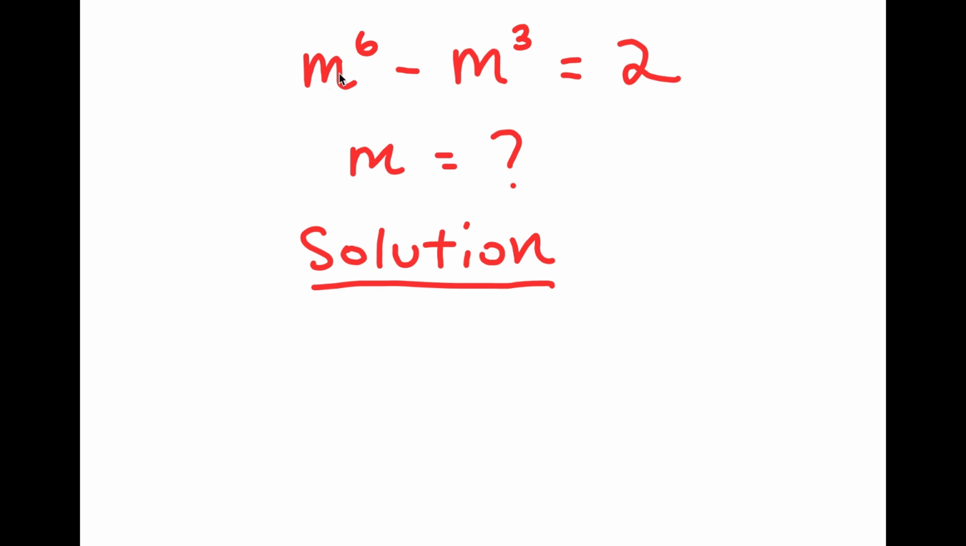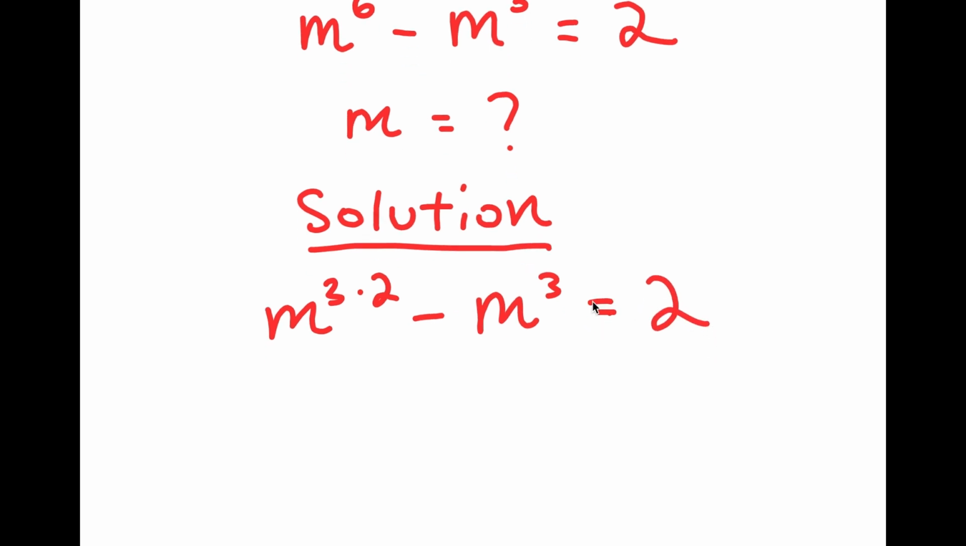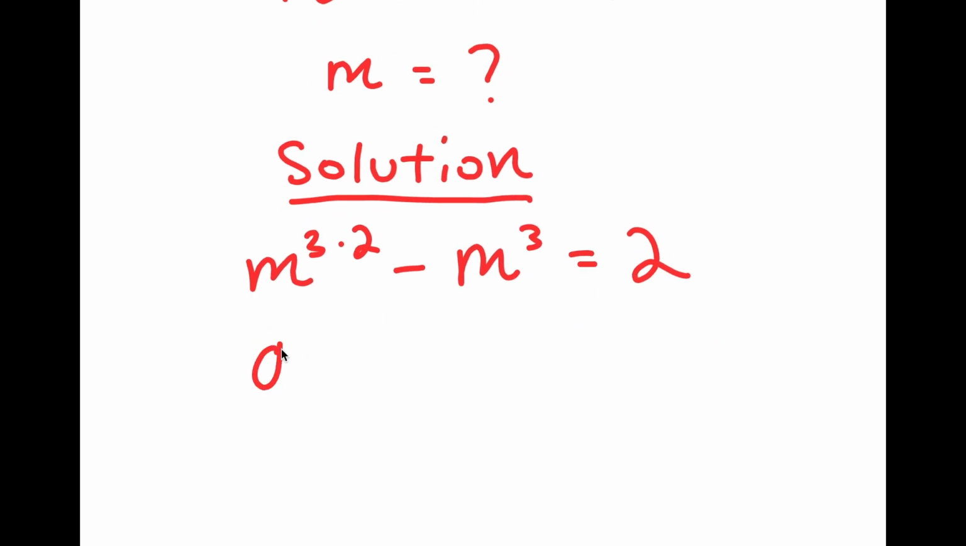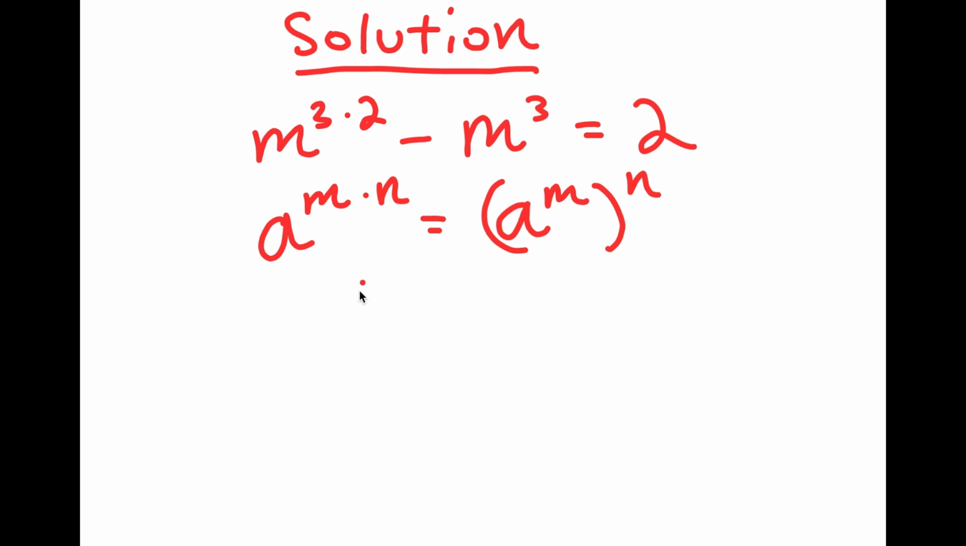I'm going to first rewrite m to the power of 6 as m to the power of 3 times 2. So I have m to the power of 3 times 2 minus m to the power of 3 is equal to 2. And if I have something in the form a to the power of m times n, this is the same thing as a to the power of m to the power of n. So m to the power of 3 times 2 is equal to m to the power of 3 to the power of 2. And I have this minus m to the power of 3.